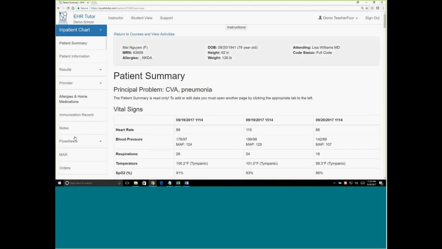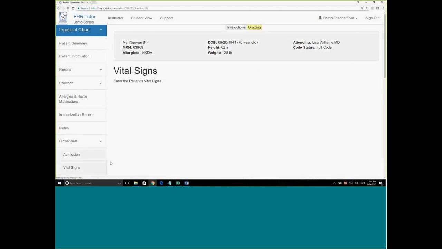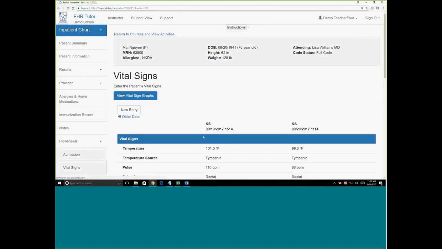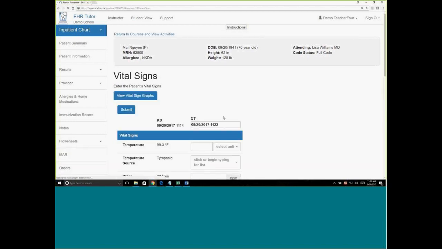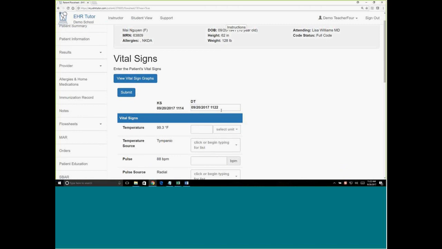I'm going to go in and I'm just going to put a temperature on her. You're going to see when I come to the vital signs flow sheet, putting an entry on here is as easy as clicking on the new entry button. When you do that, a new column is created with your initials and current date and time. I'm just going to put one piece of information here so that we're going to be able to see what it looks like when we go to do the grading here.